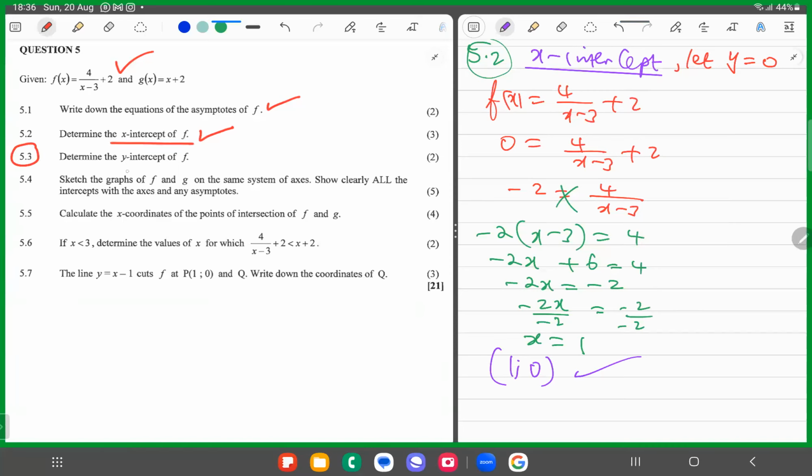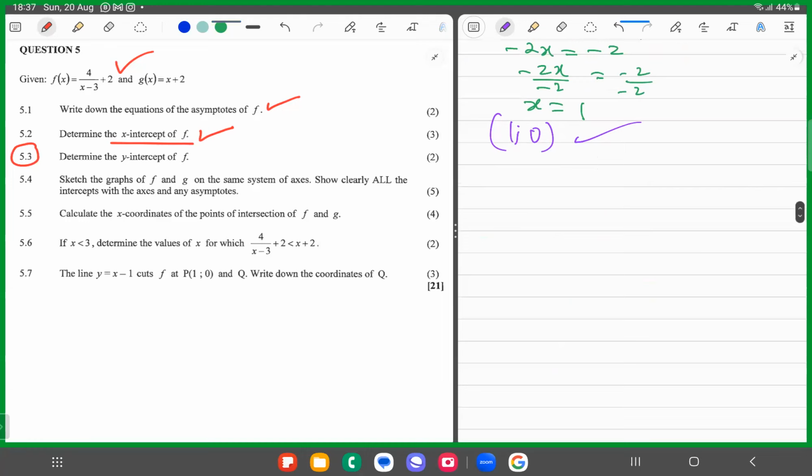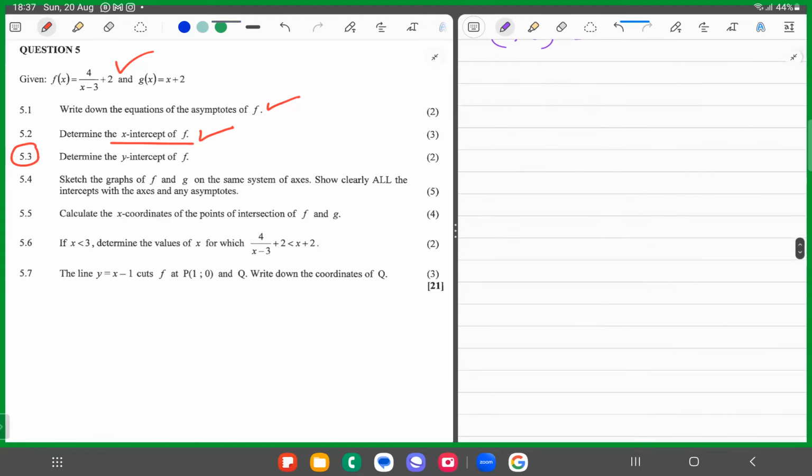Right. 5.3, you need to determine the y-intercept of f. How do you find the y-intercept? To find the y-intercept, you need to let x be equal to 0. Once again, this lesson is being recorded like the one we had in the morning. The recording confirmed that it's in progress, and therefore we're good.